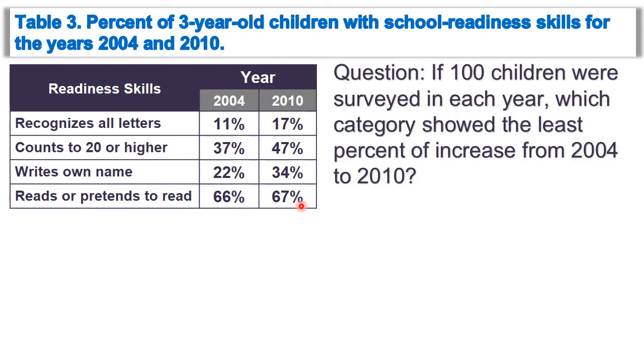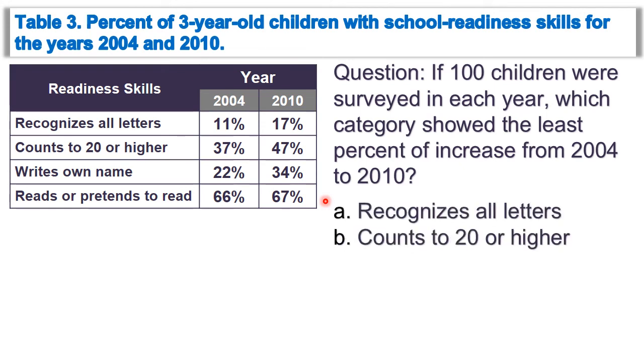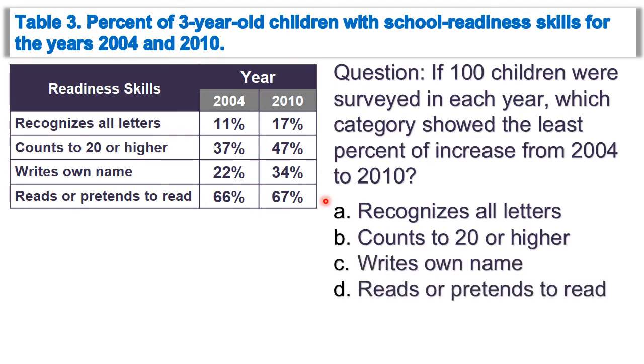So our question is, if 100 children were surveyed in each year, which category shows the least percent of increase from 2004 to 2010? A, recognizes all letters, B, counts to 20 or higher, C, writes own name, or D, reads or pretends to read. So since it is per 100 children, this is already by hundreds, we have to study each carefully.